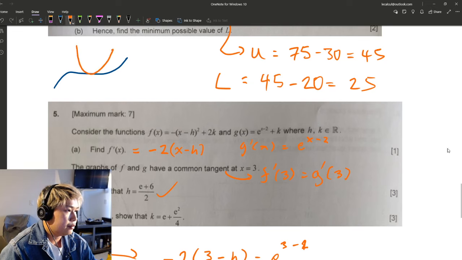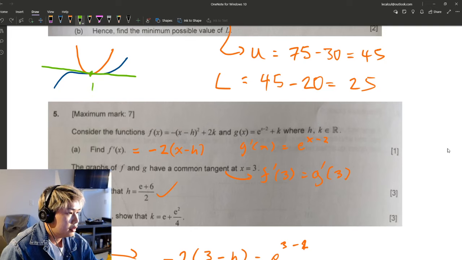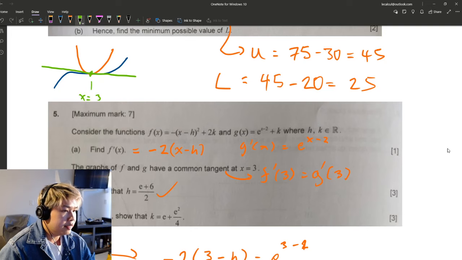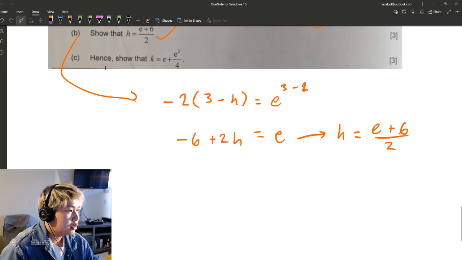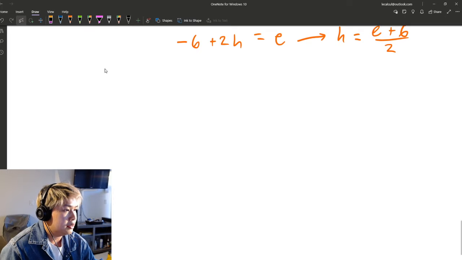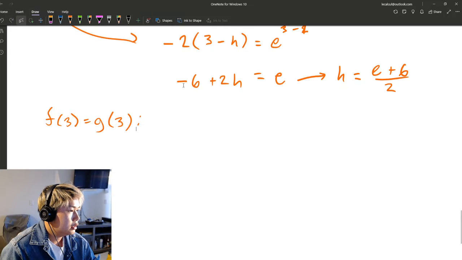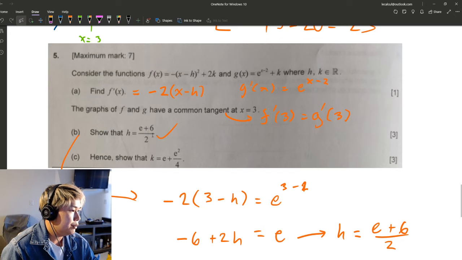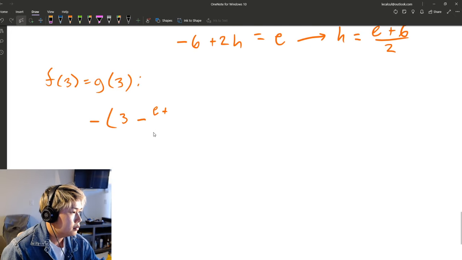So pretend this is f and g. So they have a common tangent here at 3. So not only are their derivatives equal to each other, but the value of their functions are equal to each other here, because they share the same point. So I'm going to use the fact that f of 3 and g of 3 are also equal to each other. So I have this thingy. So minus 3 minus h, and h is now this, e plus 6 over 2. I think this is squared, and I think there's a plus k.